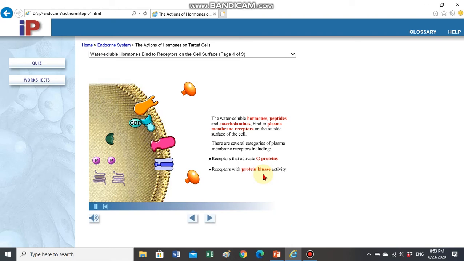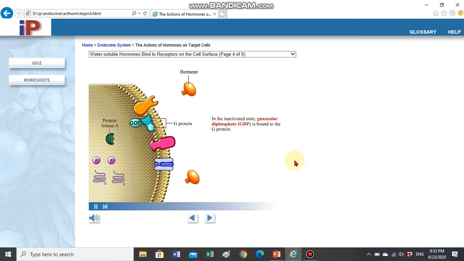When a hormone binds, the receptor changes shape and activates the G protein. It releases GDP and binds guanosine triphosphate, GTP, a high-energy molecule. Part of the activated G protein travels along the membrane and activates an enzyme called adenylate cyclase. Adenylate cyclase catalyzes the conversion of adenosine triphosphate, ATP, to cyclic adenosine monophosphate. Cyclic AMP is a second messenger. The hormone is the first messenger.